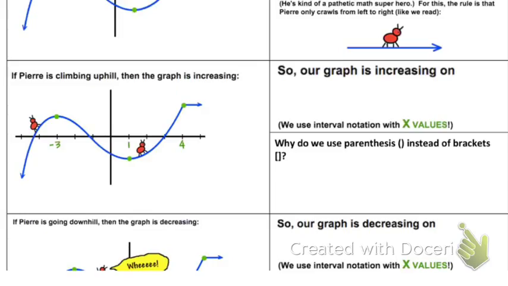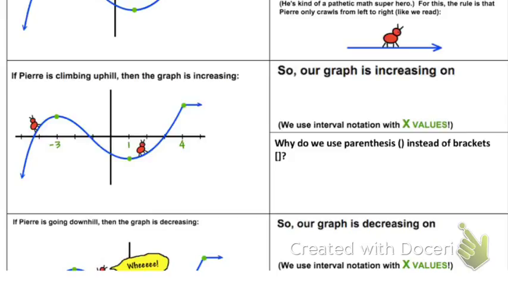If while walking left to right, Pierre is going uphill, so he has to climb, that is increasing. So he's increasing here, and he's increasing here. He's walking left to right. So these two intervals are where it's increasing. How do we list these intervals? We have to use x values. Because Pierre is walking left to right, the only way to talk about left to right is x values. All right, x values go left to right.